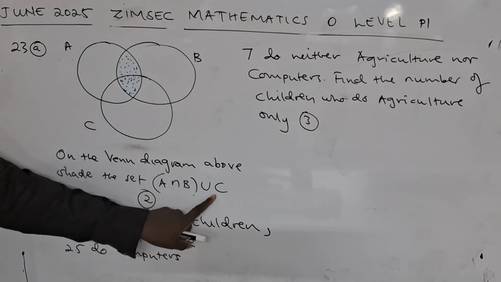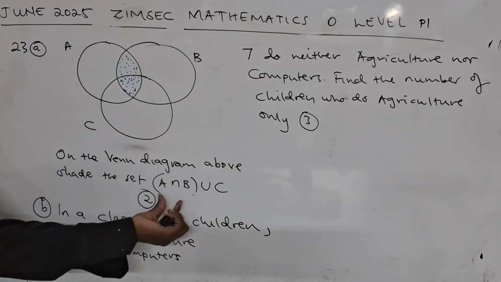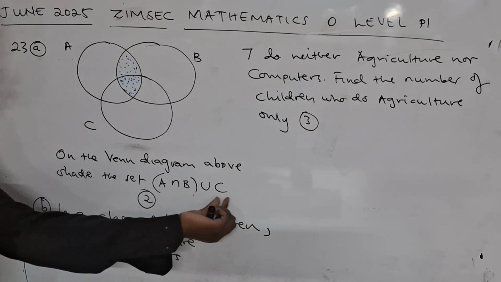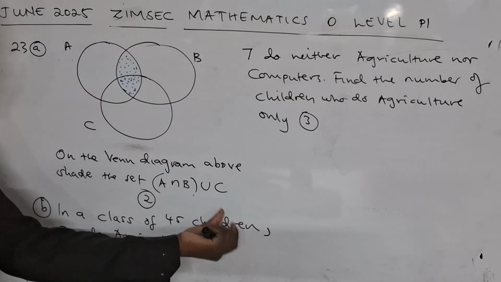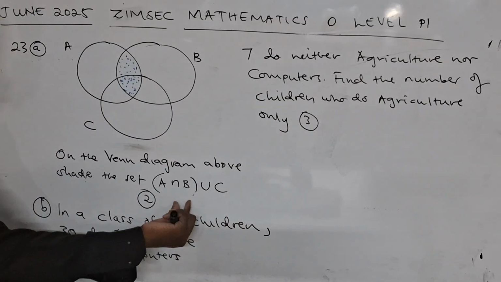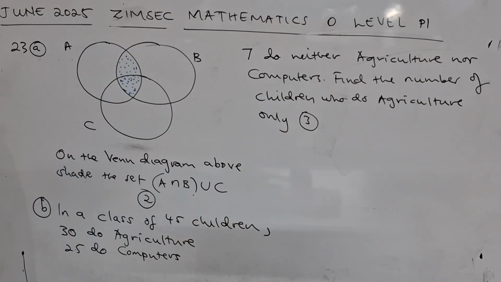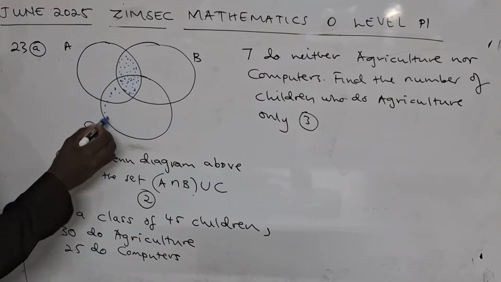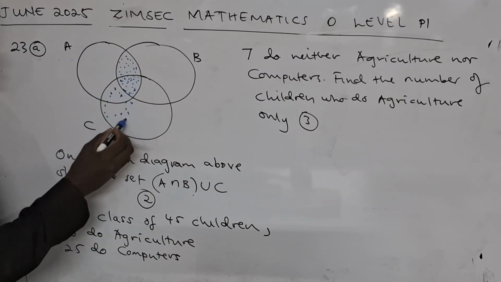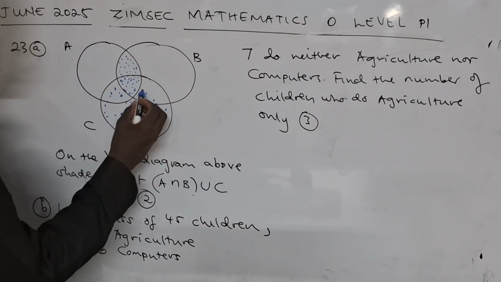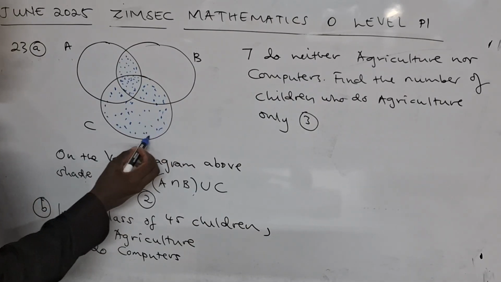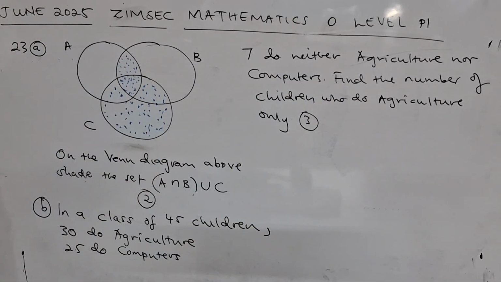Okay, the answer that you are getting, you add set C to the answer. You collect all the elements from set C and add them to this set. So it means you are supposed to shade the whole of set C. So this is the final answer. By doing this, you get 2 marks. Simple. Now let's move on to B.